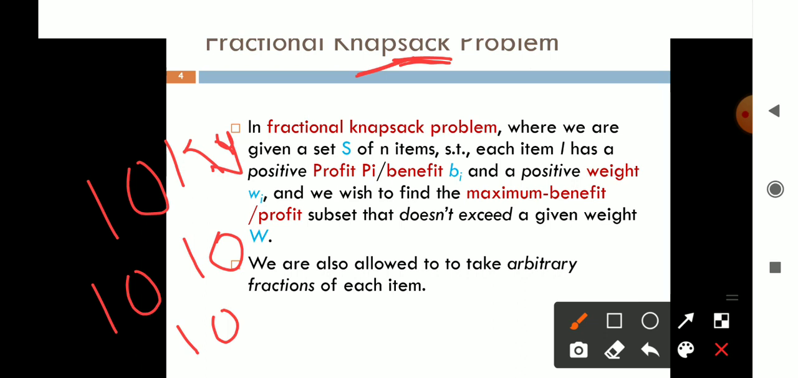Now suppose you have 10 kg of gold, 10 kg of silver and 10 kg of cotton. Of course, what are you going to put into your bag? The weight of the gold is 10 kg and the weight of the silver is again 10 kg. Your bag capacity is 10 kg, so you are going to put the gold into that bag so that you get more and more profit, because gold is more precious than silver.